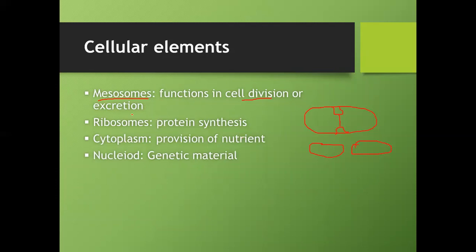Then we have ribosomes. I think that is obvious: protein synthesis, the formation of different proteins that are needed by the bacteria, and also different proteins that form its genetic material. Then the cytoplasm is where we have the nutrients, and the nucleoid has the genetic material.